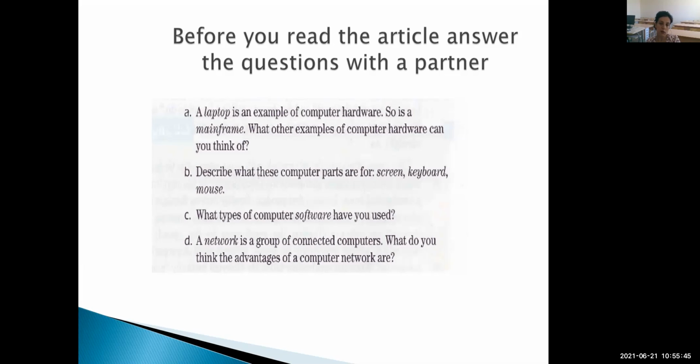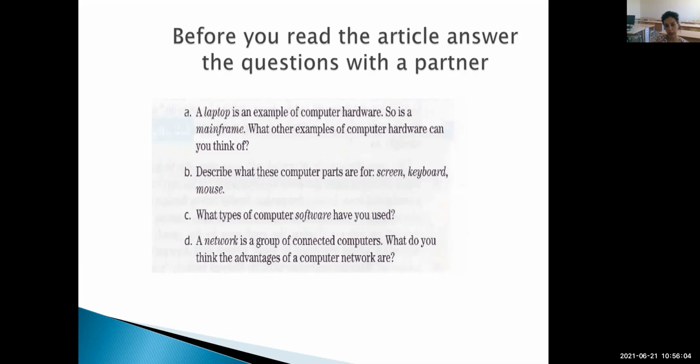So what types of computer software have you used? You have to comment on it. What are the types of computer software? Pay attention, not hardware you used. You have to comment on it. And plus, share your article, questions, share your opinion with your partner.